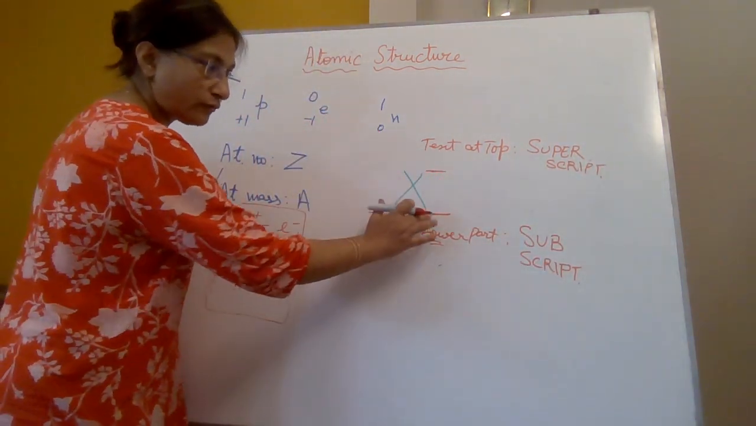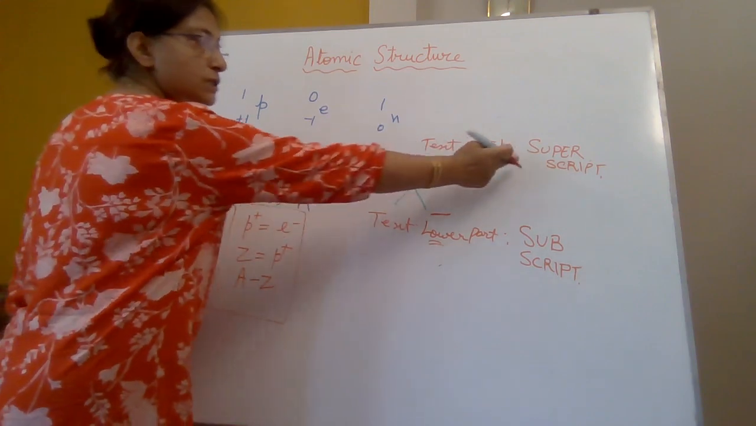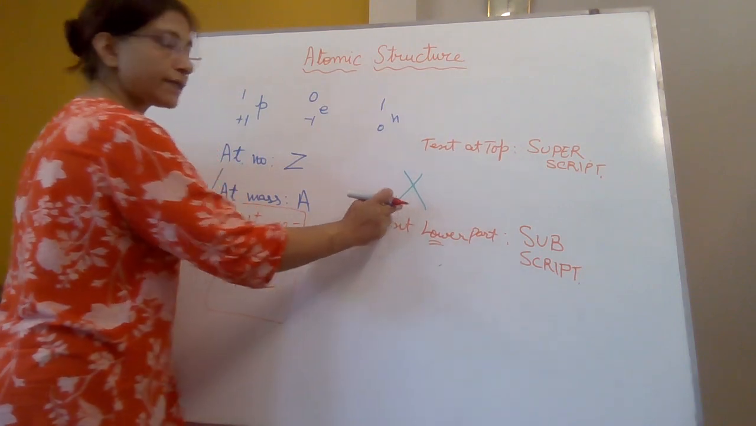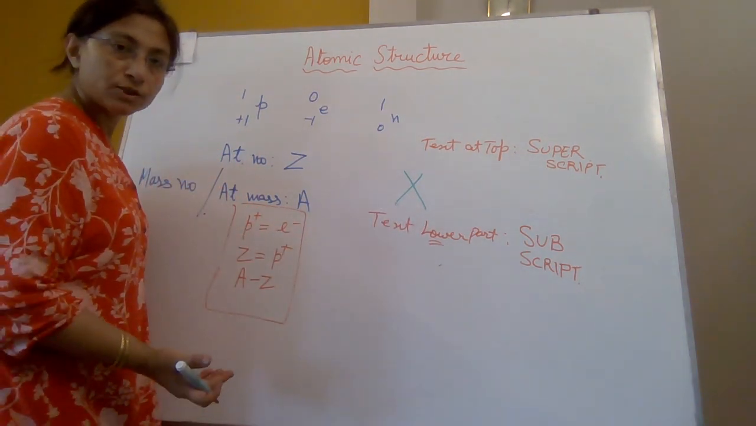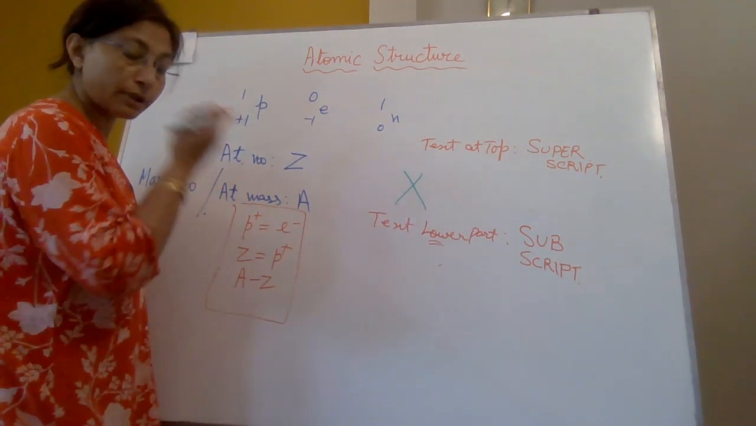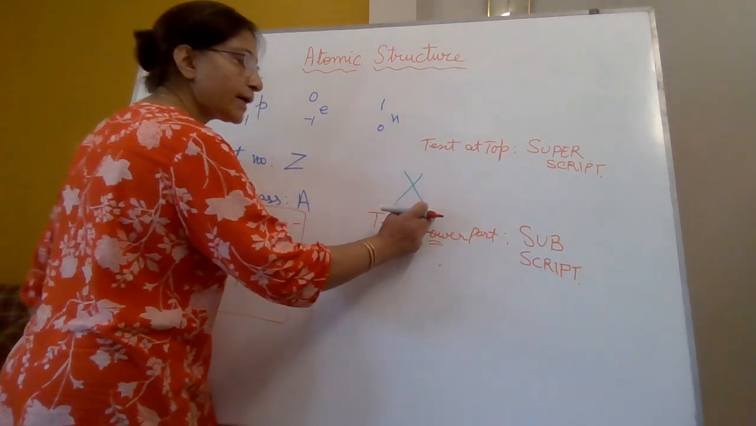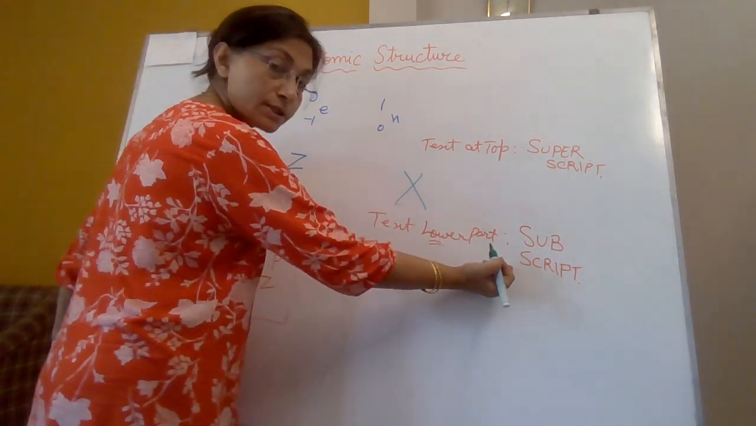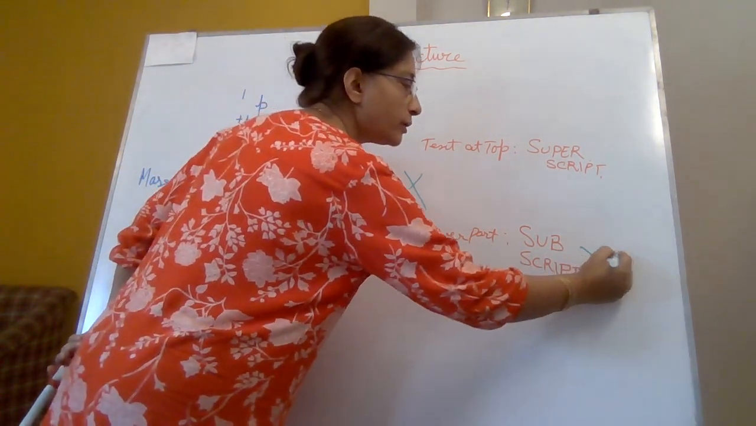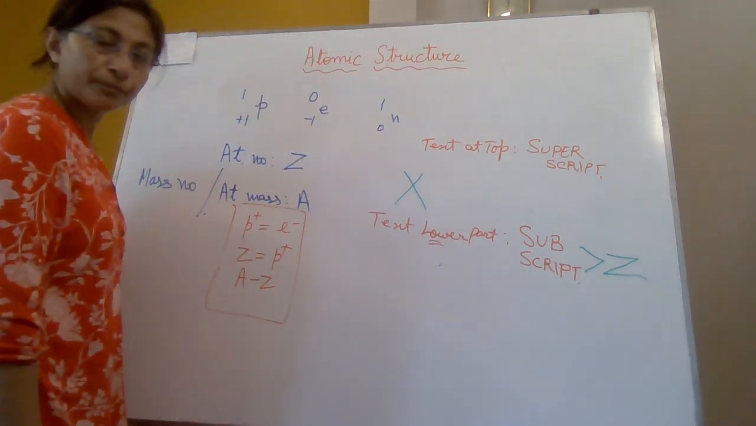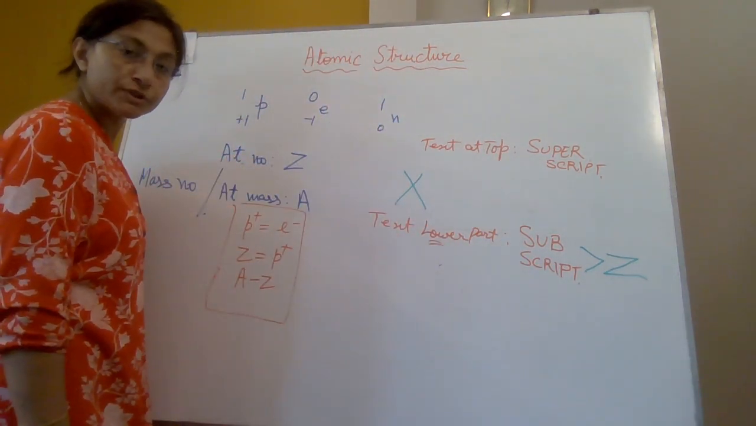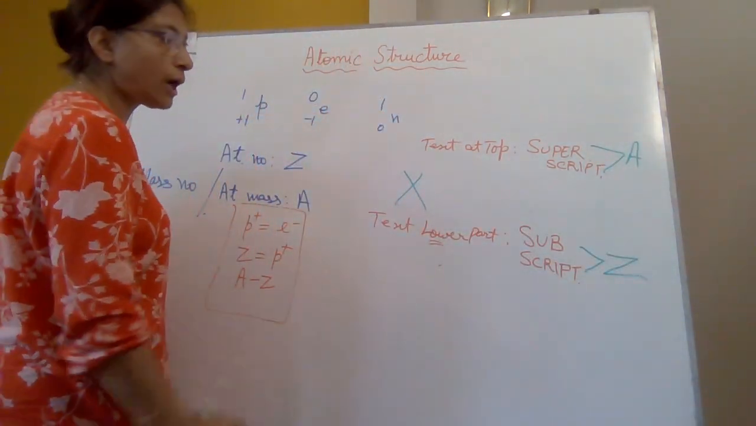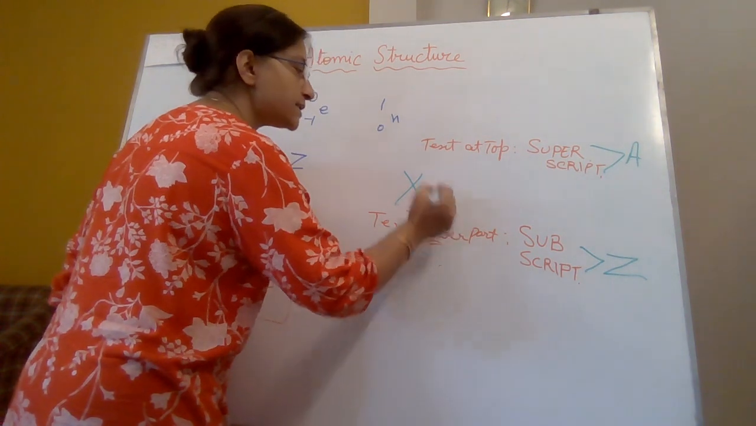Okay, the lower one is subscript, the upper one is superscript. Fine. In this element X, how is the atomic number and the mass number written? Whatever is written at the lower portion, that is a subscript, is your atomic number, and whatever is written in the superscript is the mass number. So here how can I write this? X, Z and A.